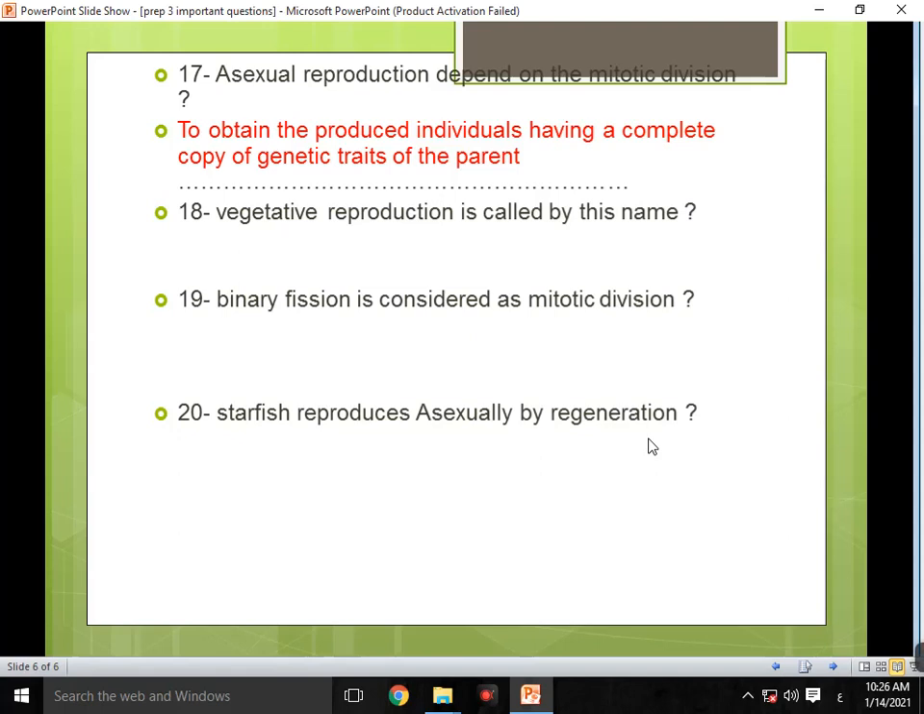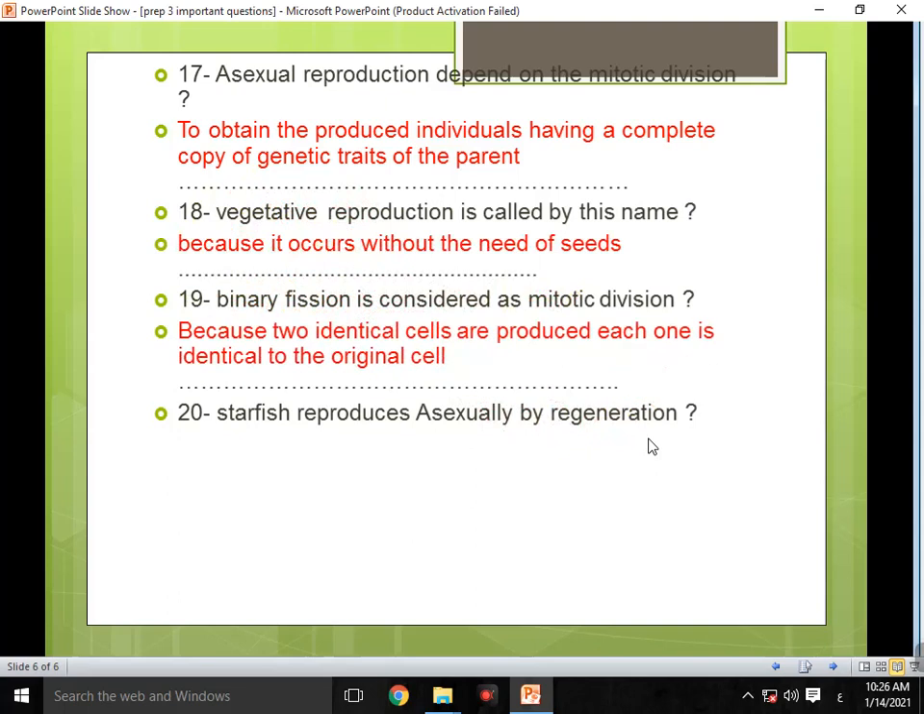18. Vegetative reproduction is called by this name because it occurs without the need of seeds. 19. Binary fission is considered a mitotic division because two identical cells are produced, each one identical to the original cell.